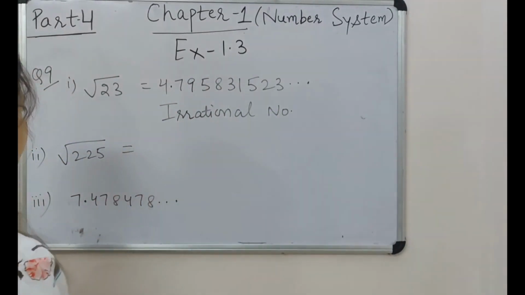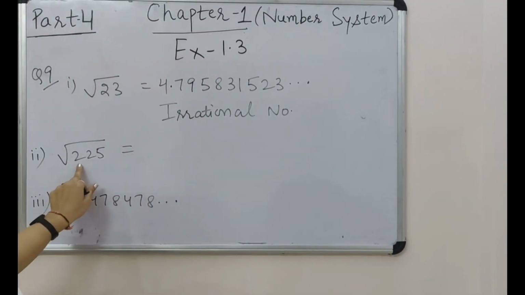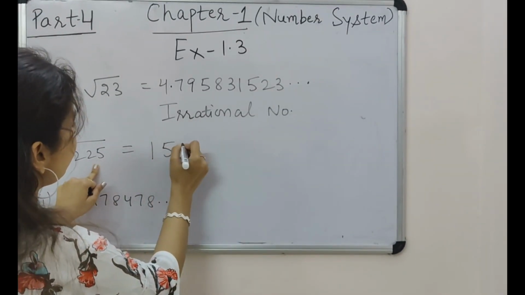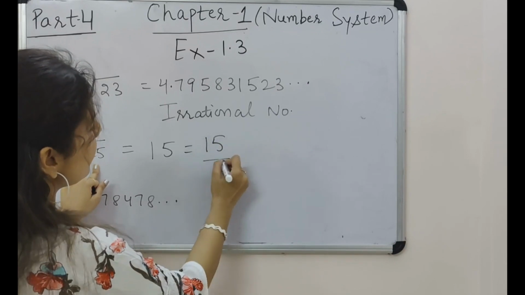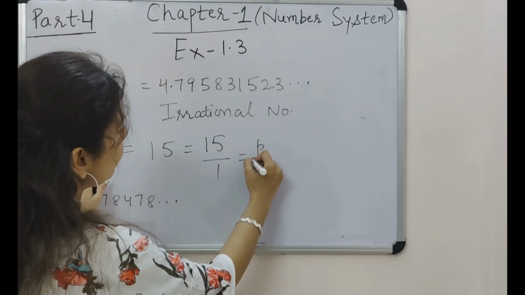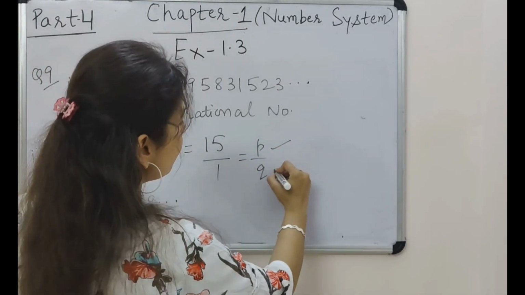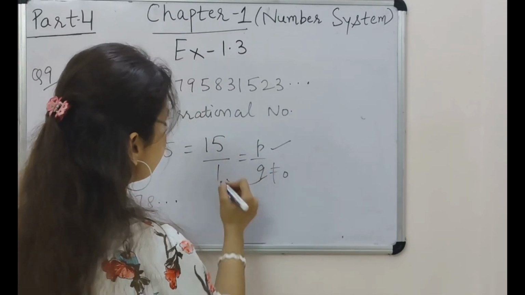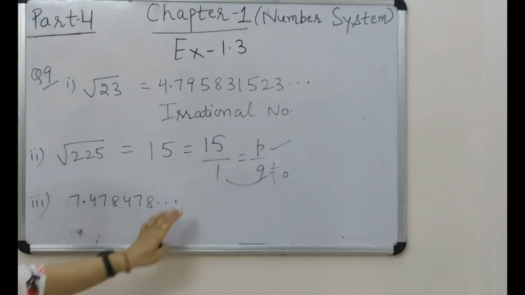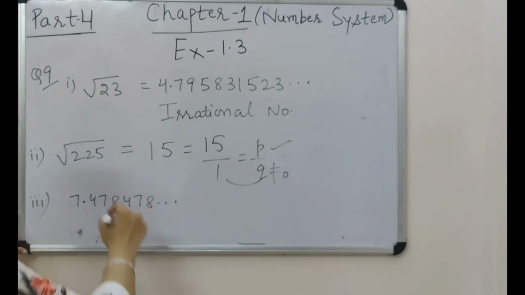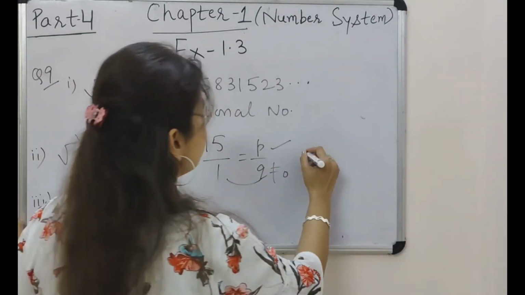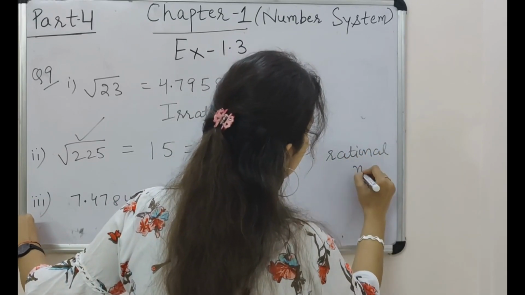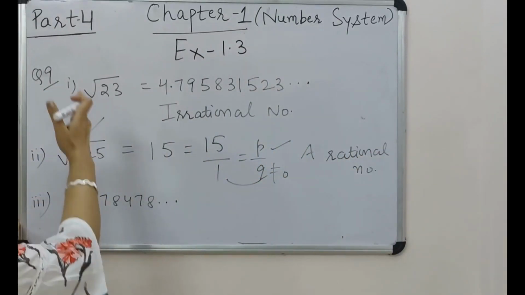Let's check the next value. It's square root of 225. We know square root of 225 clearly is 15. 15 can be written as 15 upon 1, which is p upon q form, where p and q are integers clearly, and this q is non-zero, right? It is fulfilling all the conditions of a rational number. That is why this given number is a rational number. Likewise, you have to check all the values, all the subparts.